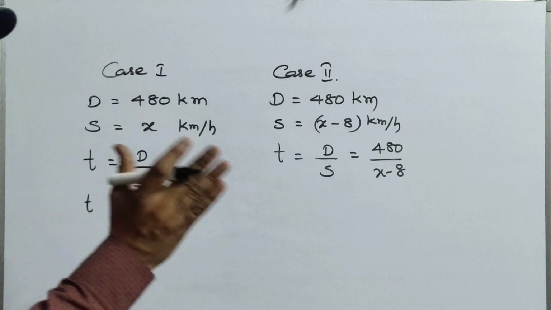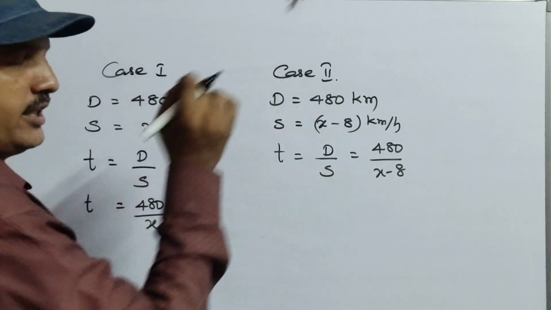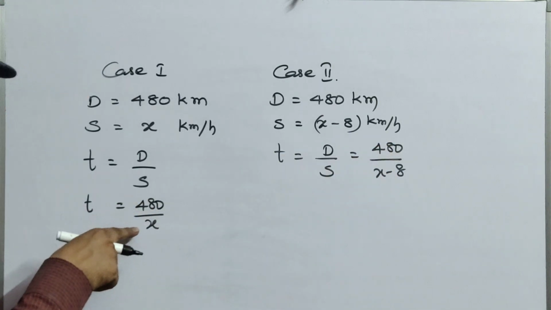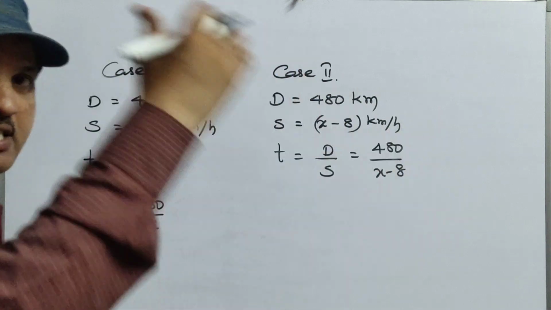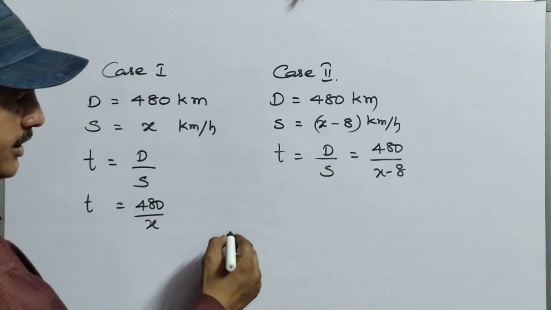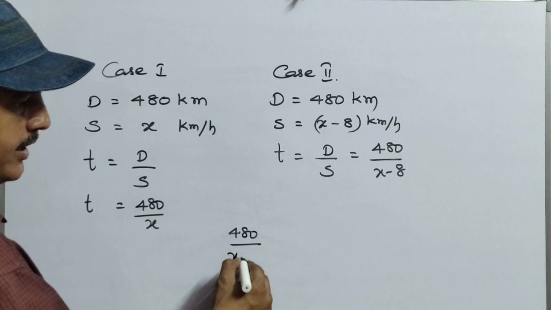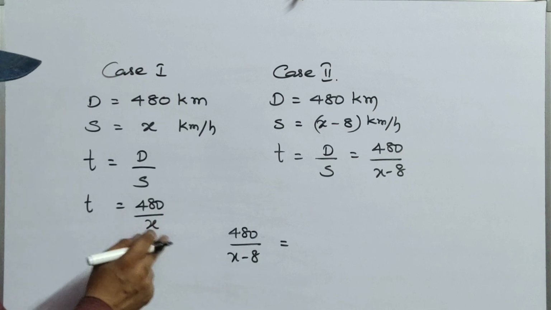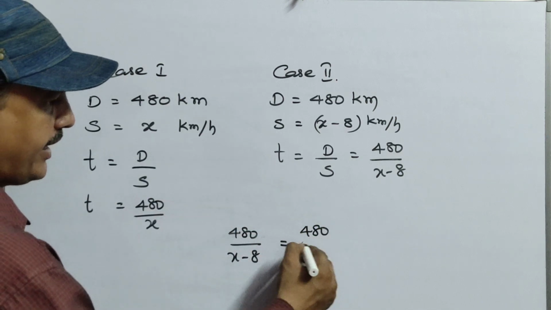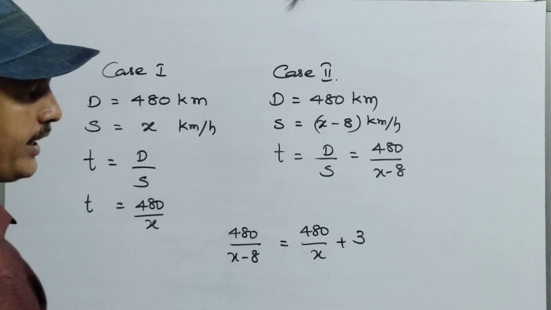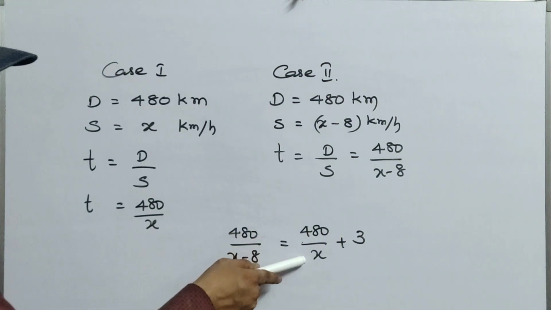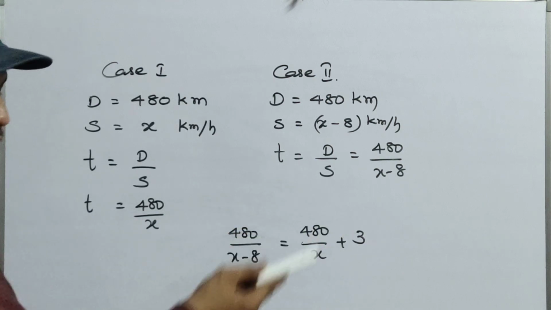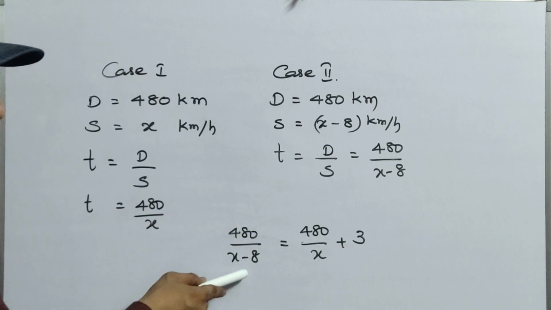But what happened is the speed decreased by 8 kilometers per hour. Then the time is 480 by x minus 8. The actual time you should take is 480 by x, but you are taking 3 hours extra. So 480 by x minus 8 is the time it takes. The time to reach the destination is 480 by x plus 3. Why did I write like this? Because it's taking 3 hours more than the actual time 480 by x when the speed was reduced by 8 kilometers per hour.